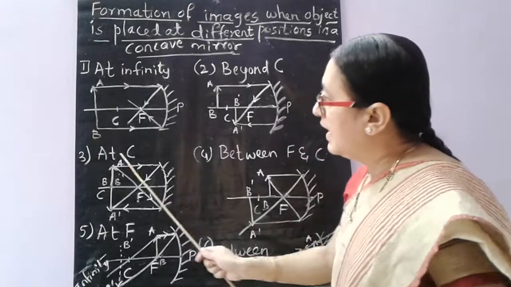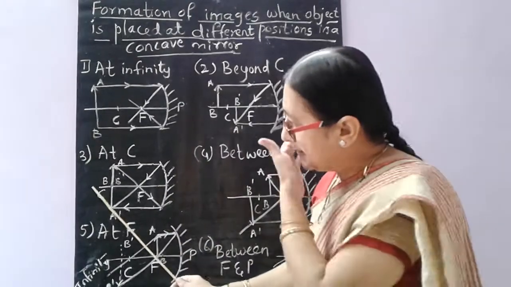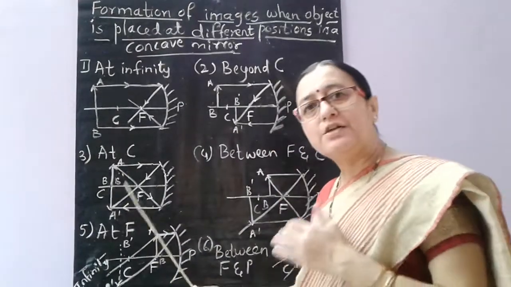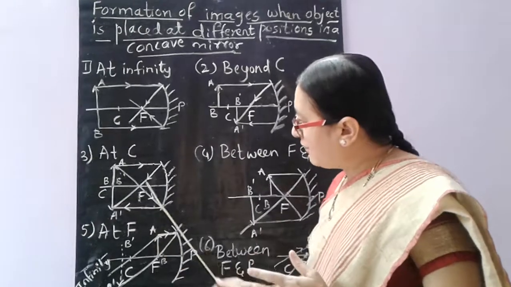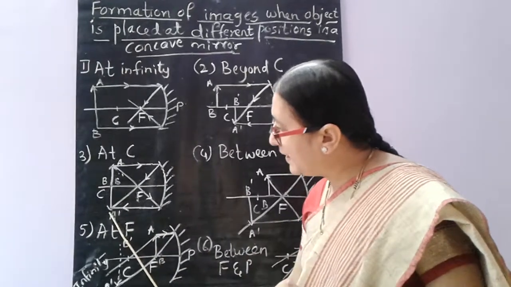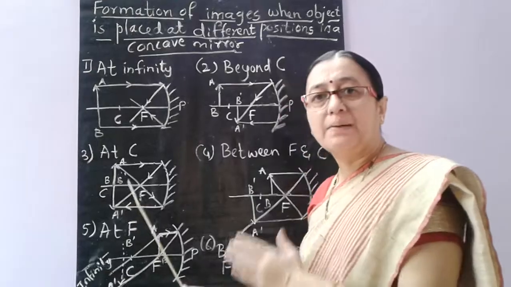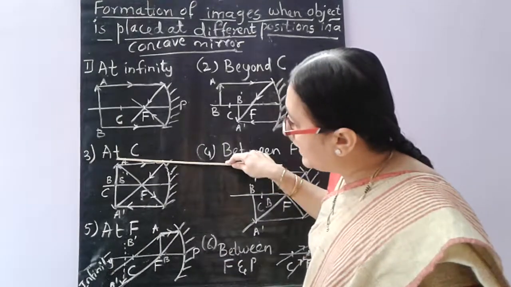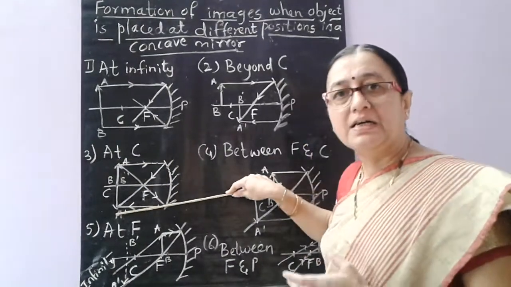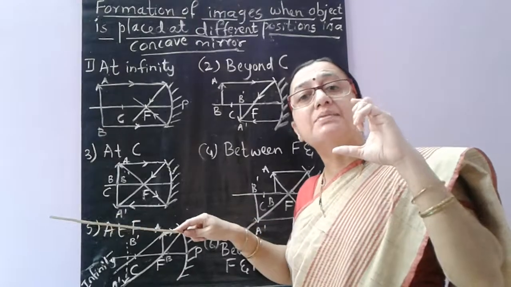Then at C. So when the object is placed at C, at the center of curvature, then after reflection the rays are meeting at C only, but the object is erect, the image is inverted, and both are of the same size.